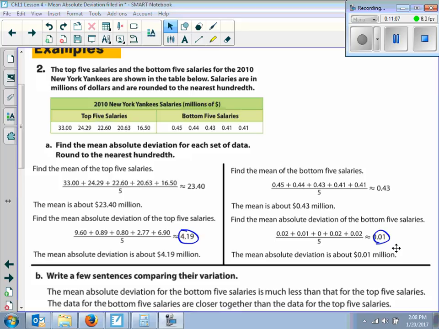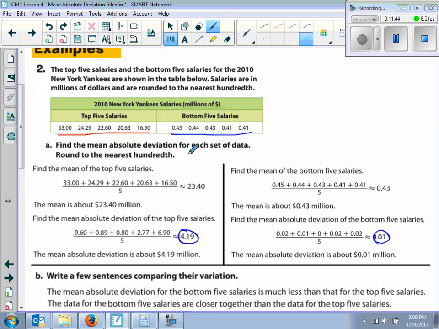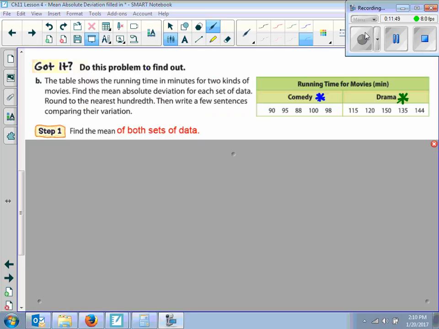Okay, do you see the difference in the numbers? One is a bit larger than the other, right? So if I compare the two, for the top 5 salaries, the data values are spread further apart. And for the bottom 5 salaries, because it's 0.01, a smaller number, they're closer together. If you look at the data, you can see that. So the top 5 are more spread apart than the bottom 5.